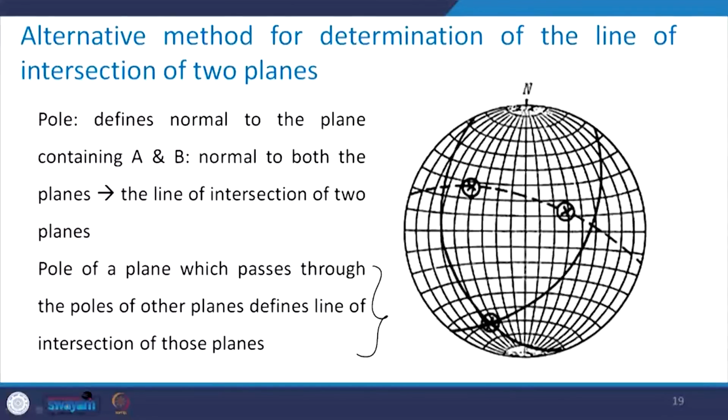In the previous way, we first obtained these two great circles, and wherever they intersected, that gave me the line of intersection of the two planes, and using the two poles we again found the same point. So today we discussed the determination of the line of intersection of the two planes using two methods, followed by the discussion on how to determine the angle between two lines.